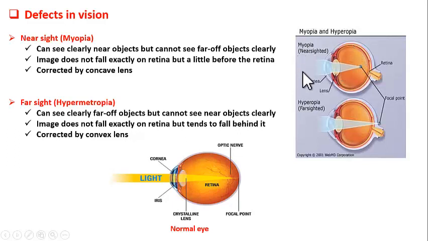So this situation is called as myopia, and this situation can be corrected by using concave lens. When you go to doctor, the doctor will prescribe you a concave lens. By putting that concave lens, the total focal length can be adjusted to the retinal point.